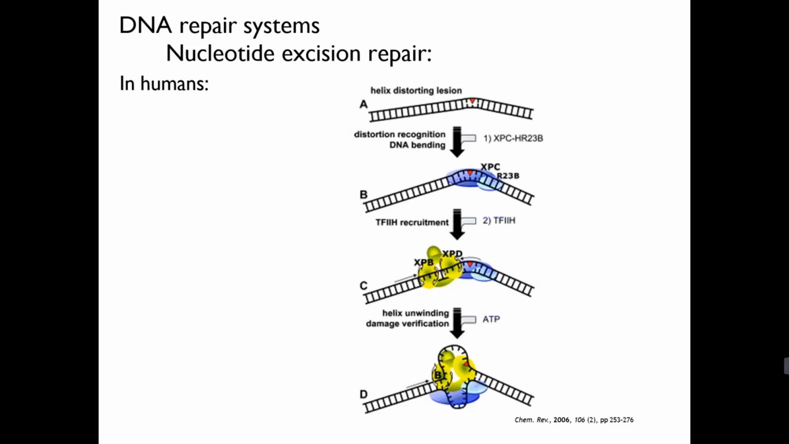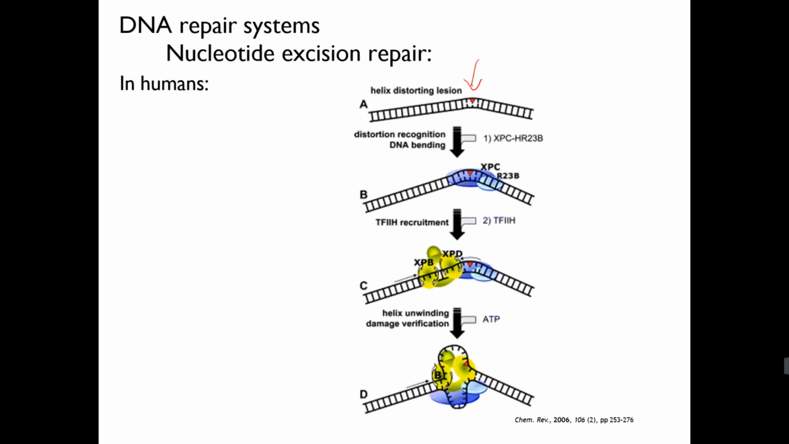So let's look at NER at a more granular level, and we're going to focus on NER in humans. So this is where things actually get a bit complicated. We can start with a lesion, depicted here. And this lesion causes or disrupts base pairing, or even distorts the helix in some way.